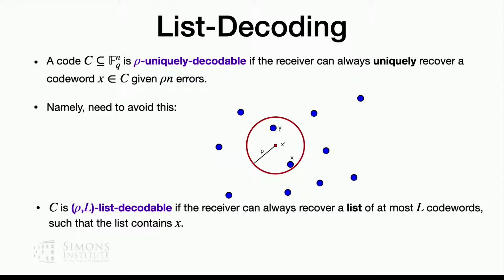In list decoding, we relax the unique decoding requirement, and we only want the receiver to be able to recover some list of possible codewords of size at most L. So we allow, say, 2 codewords in a ball, but we don't want there to be more than L. So if no ball contains more than L codewords, we say that the code is list decodable with parameters rho and L. And again, we don't care right now about how the receiver is going to algorithmically find these codewords. We just care that the list itself is small.